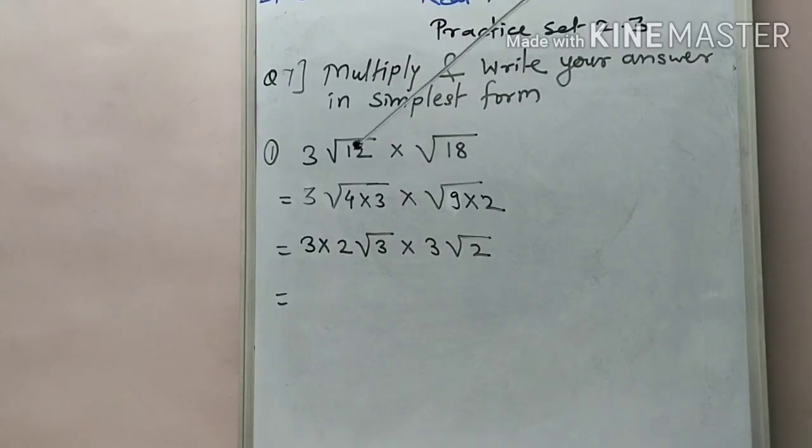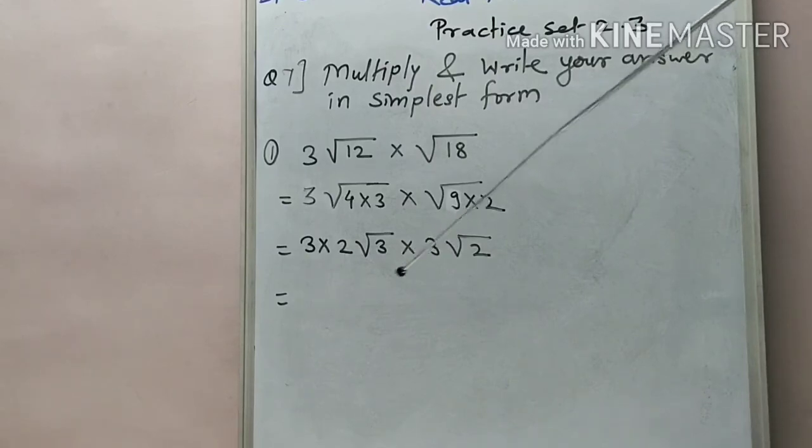12 factorization is 4 3s are, so the square root of 4 is 2. We take outside, the first 3 as it is, 3 into the square root of 4 which is 2, and root 3 as it is, into 18, factorized as 9 2s are, square root of 9 is 3, taking outside 3 root 2, and the sign is multiplication over here.